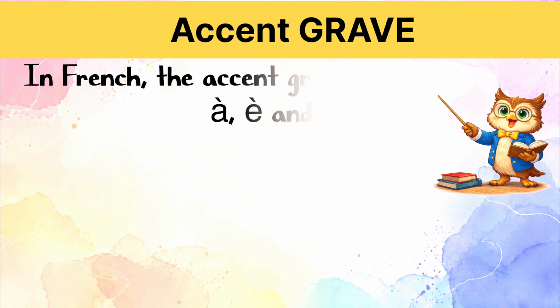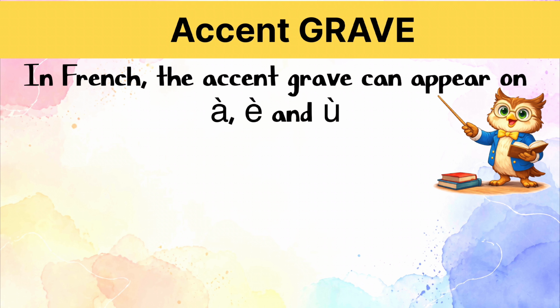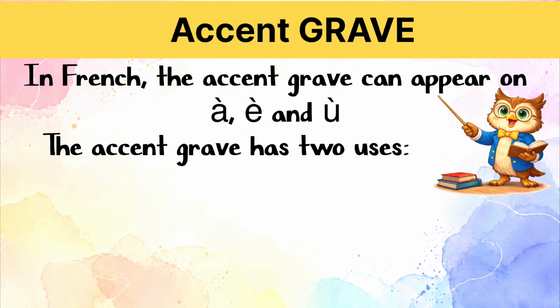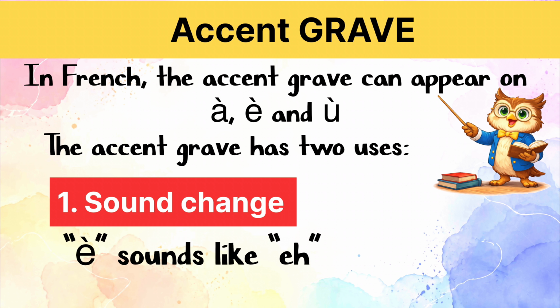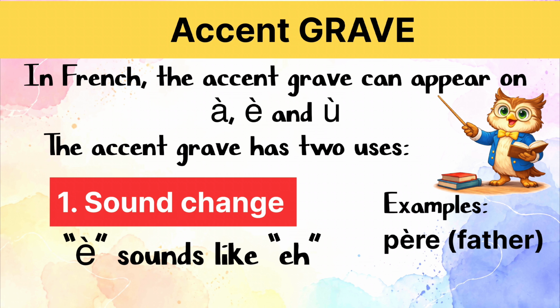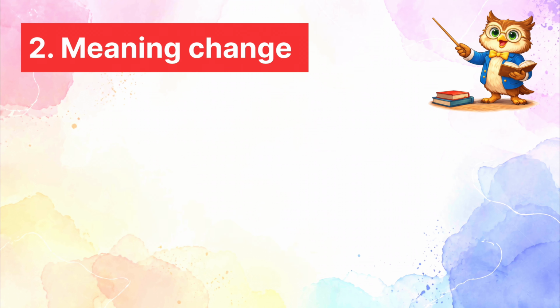In French, the accent grave can appear on the vowels A, E, and U, changing them to A, and U. The accent grave has 2 main uses. First, sound change. The accent grave on E changes it to A. Examples: père, une lèvre. Second use, meaning change.